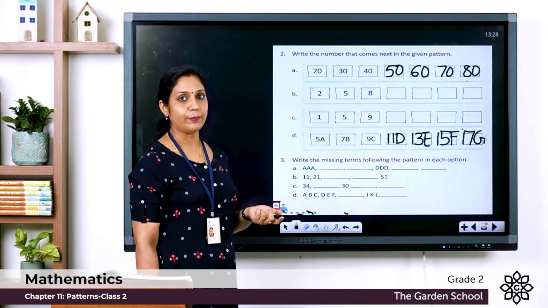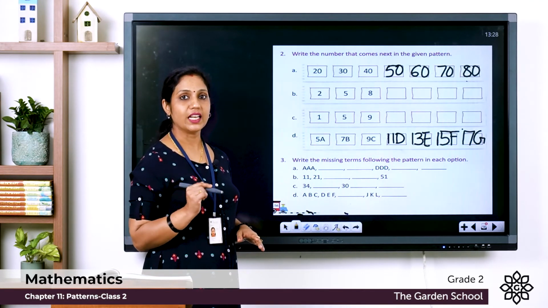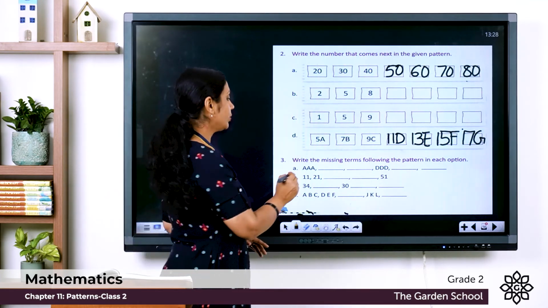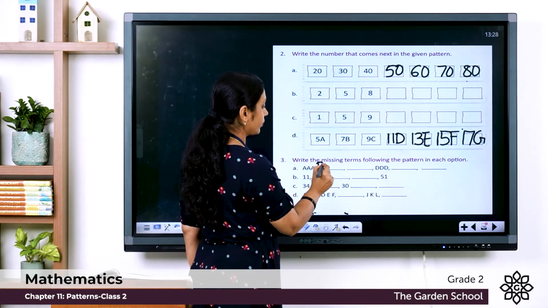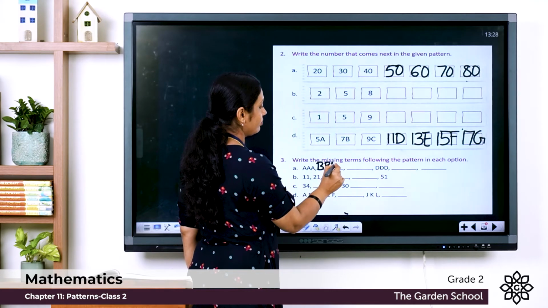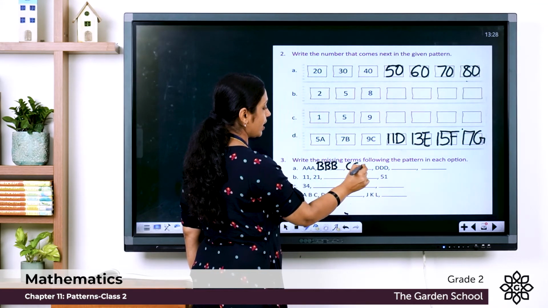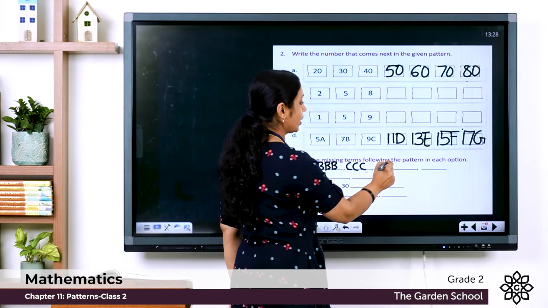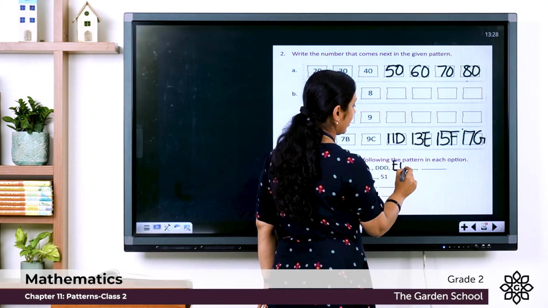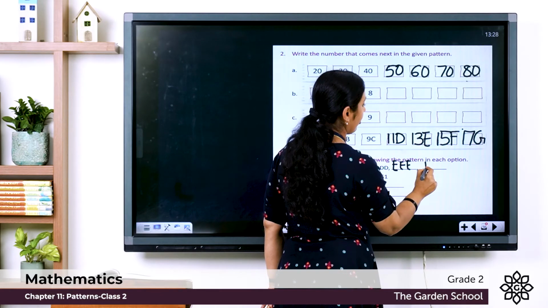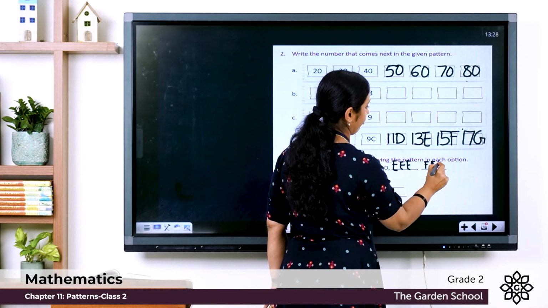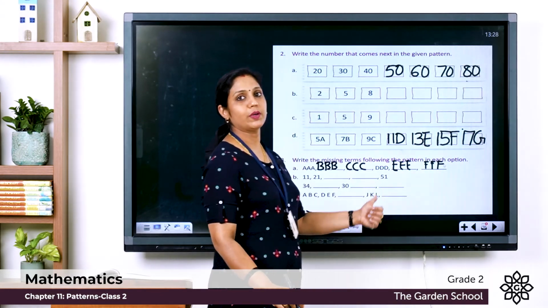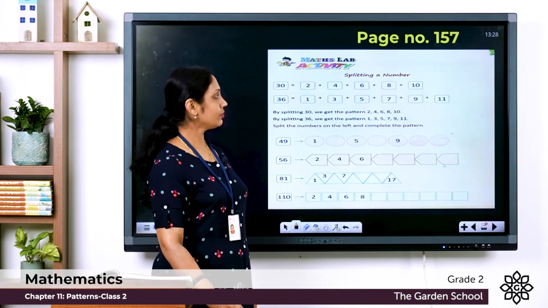It should be B. But we have to repeat the letter B 3 times. So B, B, B, C, C, C, D, D, D, E, E, E, F, F, F. So likewise you can complete this exercise also.